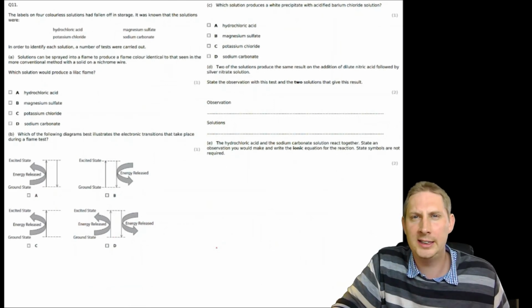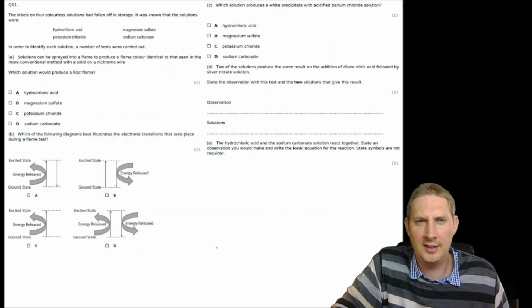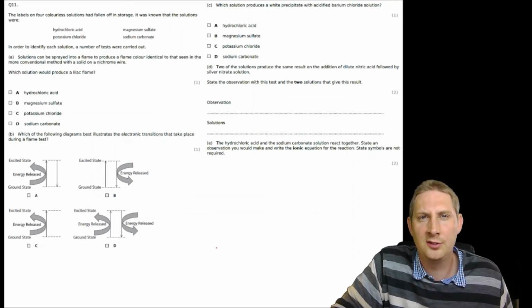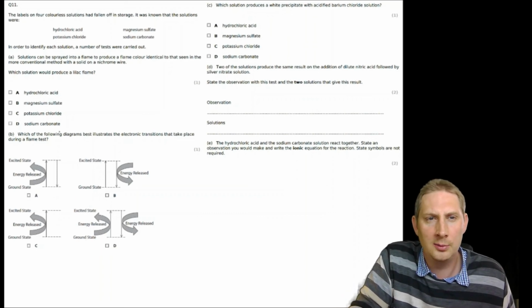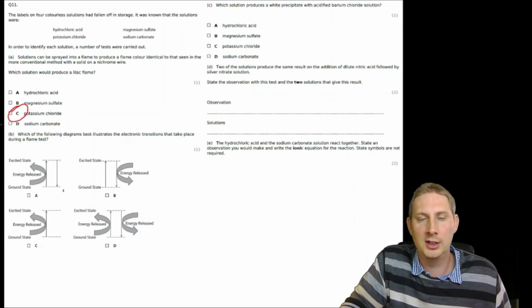And finally, here's a question for you to have a think about. The labels on 4 colourless solutions had fallen off in storage. It was known that the solutions were hydrochloric acid, magnesium sulfate, potassium chloride, sodium carbonate. In order to identify each solution, a number of tests were carried out. A. Solutions can be sprayed into a flame to produce a flame colour identical to that seen in the more conventional method with a solid on nichrome wire. Which solution would give a lilac flame? You hopefully can all identify that as potassium, so potassium chloride.